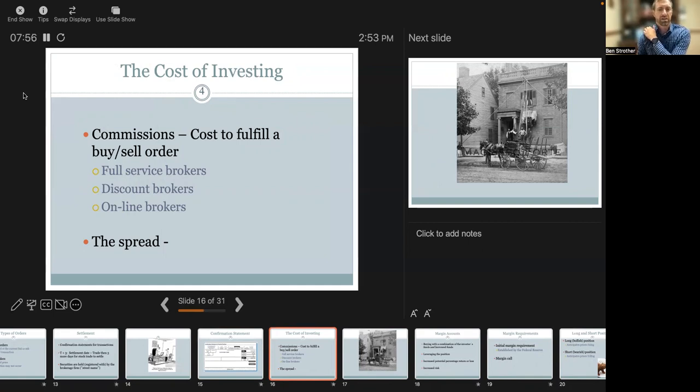So here's a little bit about the cost of investing, right? Commissions go to the brokers who are dealing with that. Oftentimes the spread is going to be made by market makers. And ultimately you're just hoping to get into the stock so you can see it grow, increase in value, and hopefully sell it at some other point.